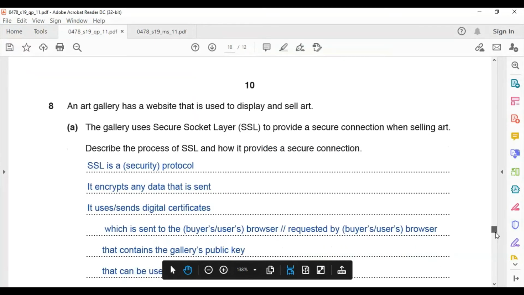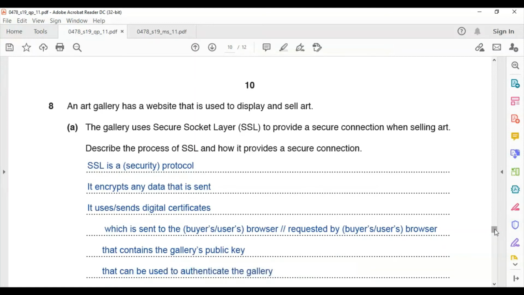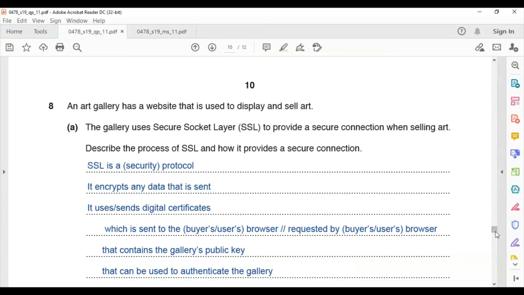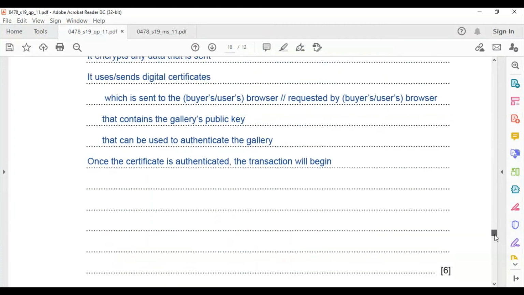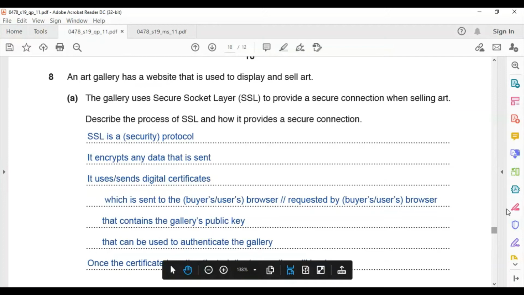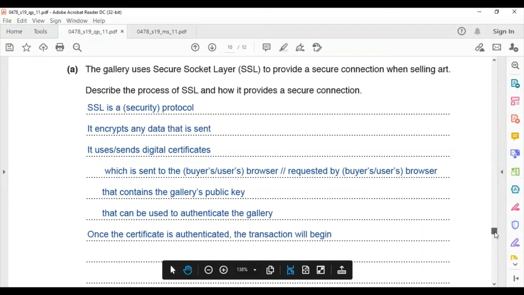So question 8. An art gallery has a website that is used to display and sell art. The gallery uses a secure socket layer, which is SSL, to provide a secure connection when selling art. So we have to describe the process of SSL and how it provides a secure connection. This question carries 6 marks, so if you write 6 of the points given here, you'll get all the marks.